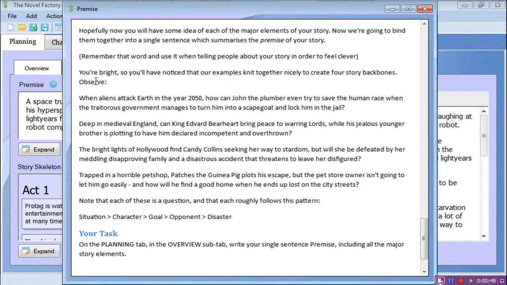They give some examples. When aliens attack Earth in the year 2050, how can John the plumber even try to save the human race when the traitorous government manages to turn him into a space goat and lock him into jail? Now, they do it a lot as a question. You can do that, I suppose. I don't like it that way, so that's one of the things I disagree with, but you can easily rephrase this as not a question, but it doesn't make too much difference.